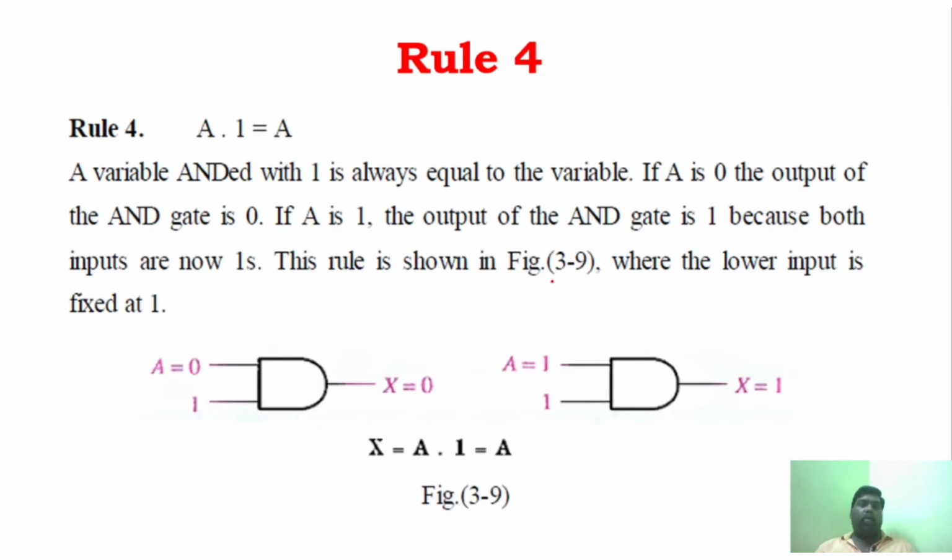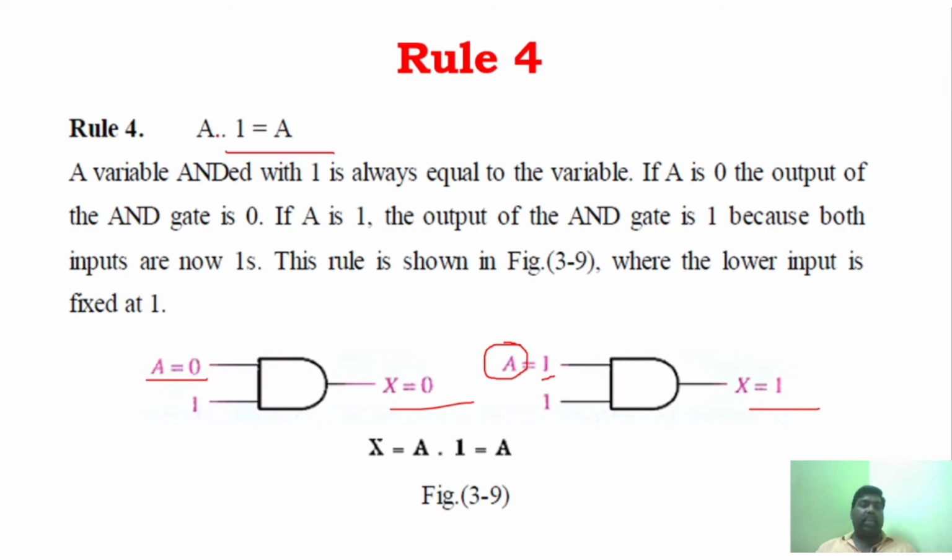And what is rule number 4, right? That is, if any variable is ANDed with 1, that is equal to that variable. Simple again, it is the rule of multiplication, right? Anything that is multiplied with 1 will be equal to the same thing, correct? So here you can see if a is equal to 0 and that is multiplied with 1, that is equal to 0. Similarly, if a is equal to 1 and it is multiplied with 1, that is equal to 1, correct? So whether it is 1 or 0, if it is multiplied with 1, it will give the same value. That is the variable a.